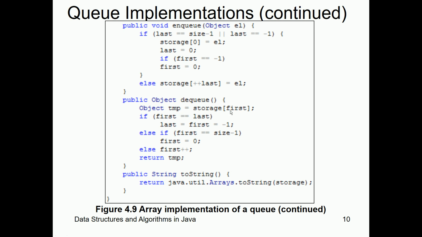But what if it's empty? Now this code is not complete. Because what if the queue is empty and then I'm dequeuing? If the queue is empty, that means first and last are equal to -1. And if you do this, you have an array index out of bound exception, because there is no index -1. So we need to do something to improve that.